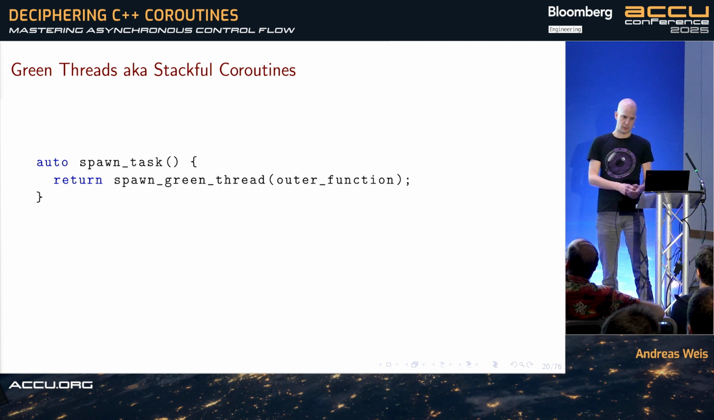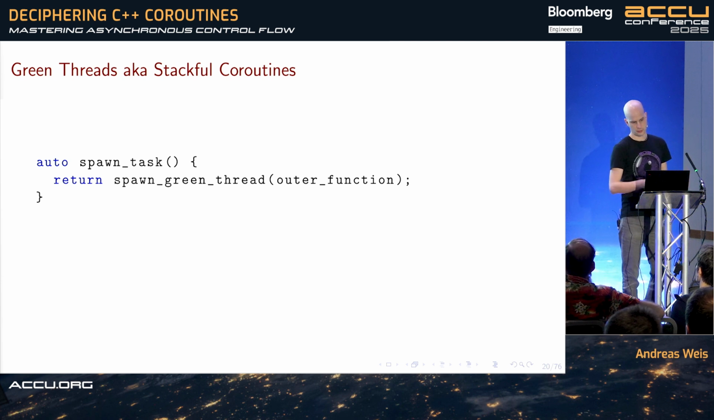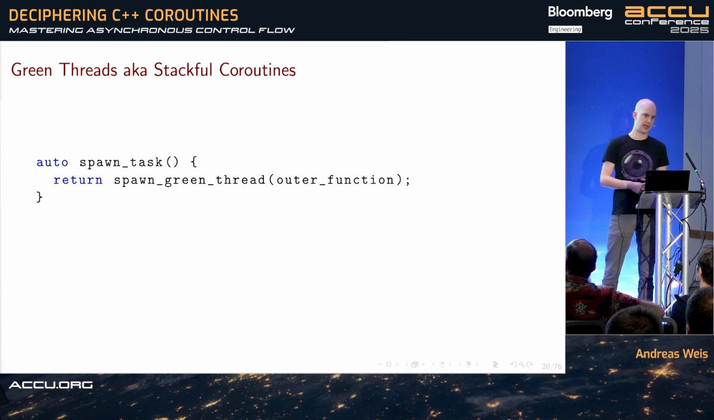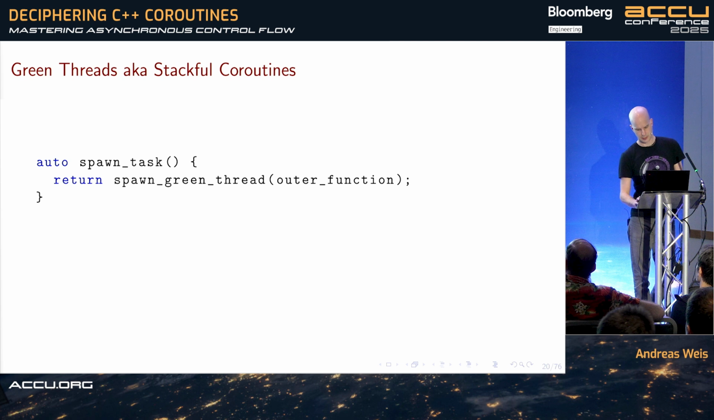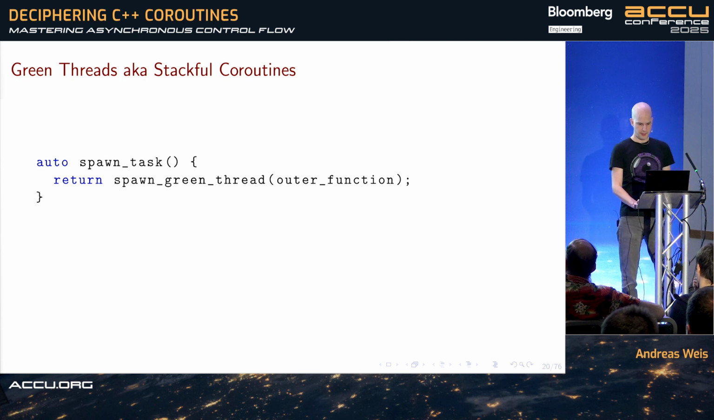So a more lightweight approach to use here is what is sometimes called green threads, or also fibers, or user mode threads, or also stackful coroutines. So how does that work? Instead of spawning a thread, we're spawning a green thread.